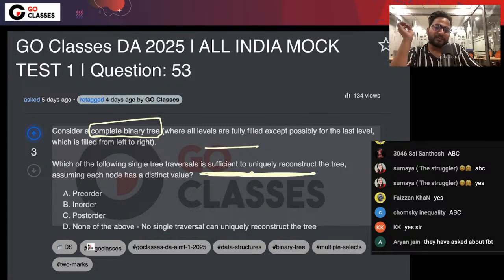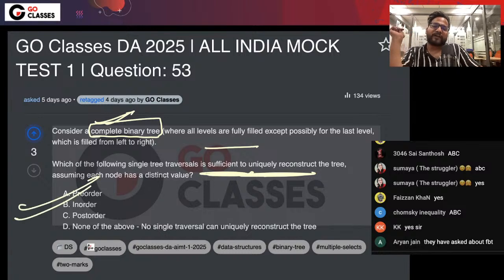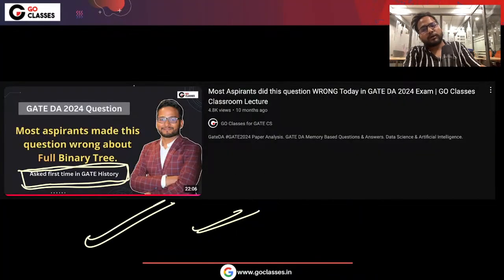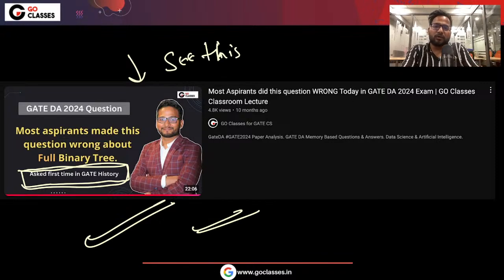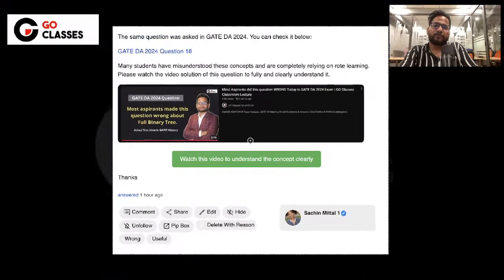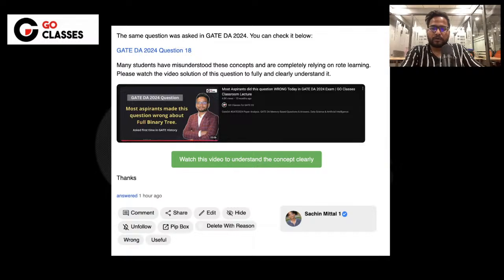So basically, if it is a complete binary tree, then any of these is fine. Any of these is fine. How is that possible? Just see this video for the concept. Even on the GATE day itself, I answered this question. The answer to this question is something like this. Let me paste the answer. This is the answer that I put maybe an hour ago. I'm recommending that you watch this video to understand this concept clearly.